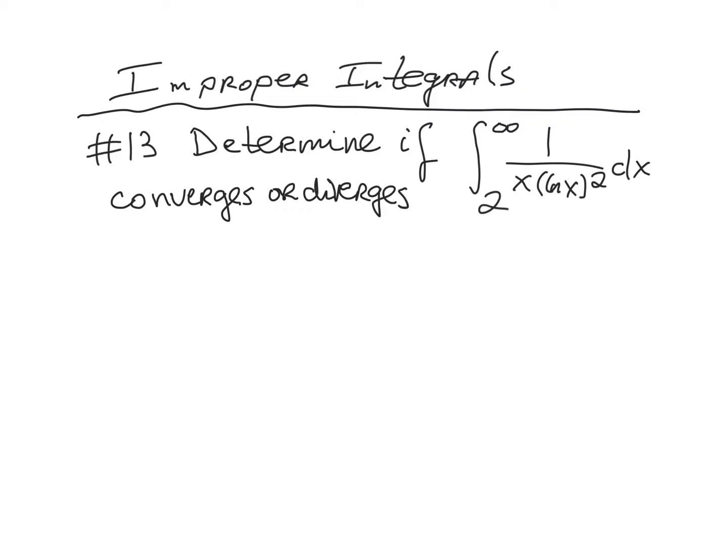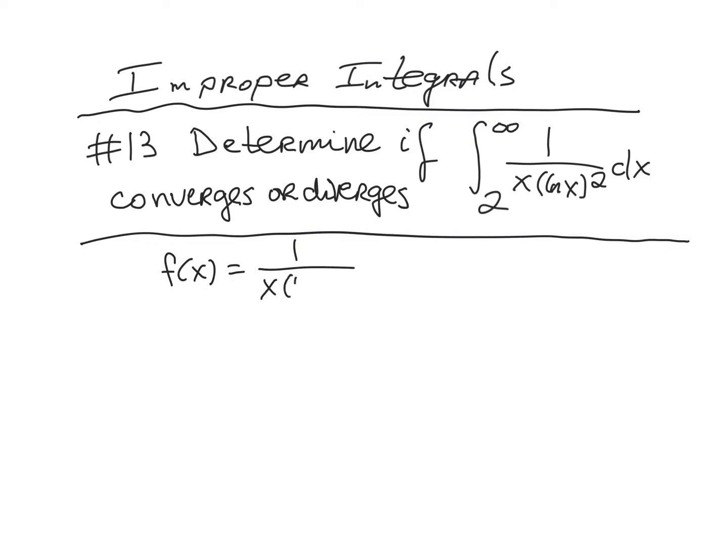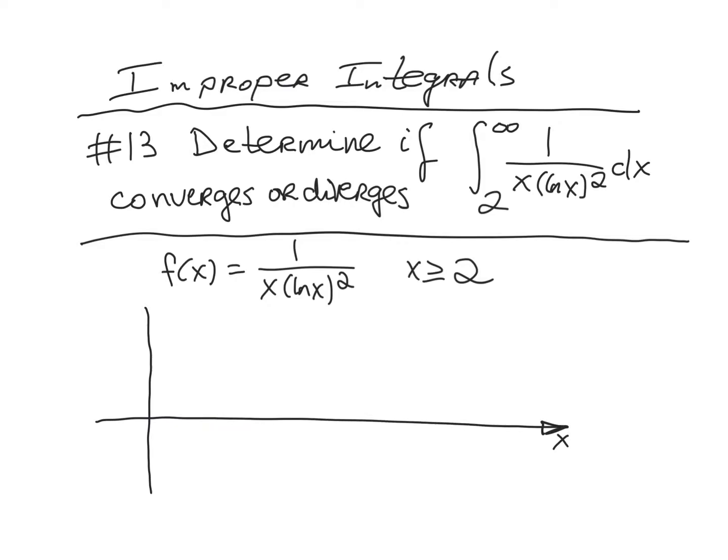Okay, so before we do that, let's see what this integral represents. If we let f of x be the function 1 divided by x times natural log of x squared, we see that this is a continuous function on the interval 2 to infinity. This function is also decreasing. And so here's the approximate graph of this function on that interval. You can use Desmos to do it. You really don't need to know what the graph is to determine convergence or divergence. So this is what it looks like.